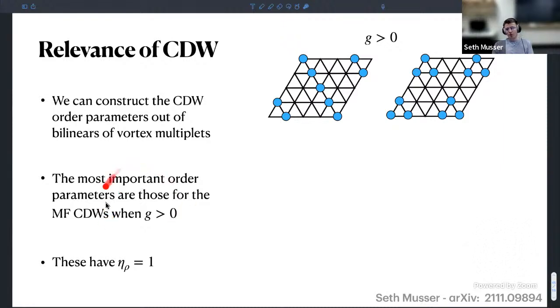The most important order parameters probably are the ones for the mean field CDWs when G is greater than 0, because that's the fixed point we flow to in the n equals infinity limit. And those are the order parameters corresponding to these kinds of CDWs. But unfortunately, as you can see in our paper, it turns out that at this O2n decoupled fixed point, the anomalous critical dimension is 1, and that means that these are marginal.